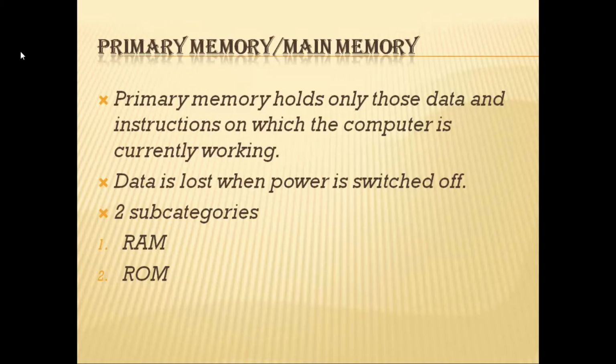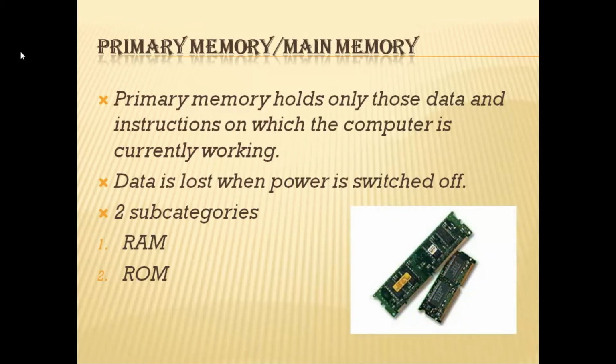It is generally made up of semiconductor devices. These memories are not as fast as registers. The data and instructions required to be processed reside in the main memory, but the thing is that it will be lost when the power is off, and we use UPS and the like to not lose the main memory data. It is divided into two subcategories, which are RAM and ROM, that I will explain in the next video.